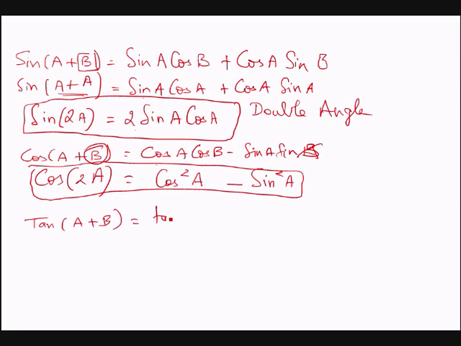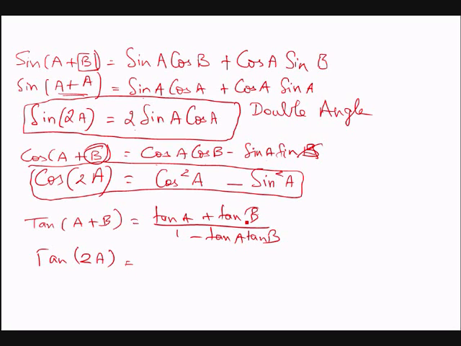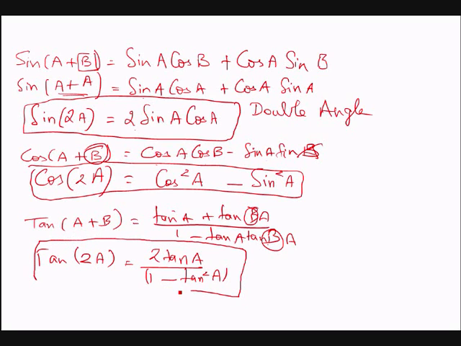For that we need tan(A plus B). Tan(A plus B) is equal to tan A plus tan B over 1 minus tan A tan B. Replacing B as A, I get tan 2A. I am replacing B as A, so tan B becomes tan A here and here also. Therefore, it is tan A plus tan A in the numerator, which is 2 tan A, over 1 minus tan A tan A, which is tan square A. Therefore, tan 2A is equal to 2 tan A over 1 minus tan square A, which is the double angle formula for tan. So we have sin 2A, cos 2A and tan 2A.